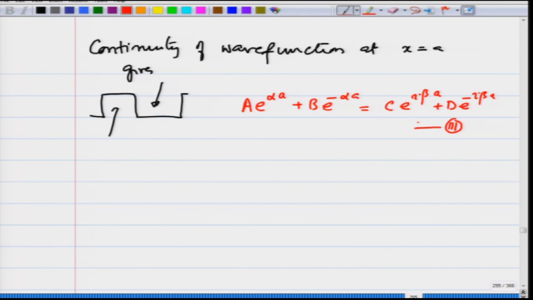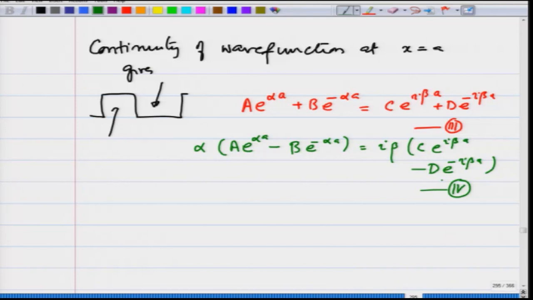And the continuity of the derivative of the wave function gives alpha times A e raised to alpha a minus B e raised to minus alpha a is equal to i beta times C e raised to i beta a minus D e raised to minus i beta a. This is my equation number 4. So, I have gotten 4 equations. I have written number 3 and 4 here, number 1 and 2 on the previous slide, but let me write them again here for completeness.